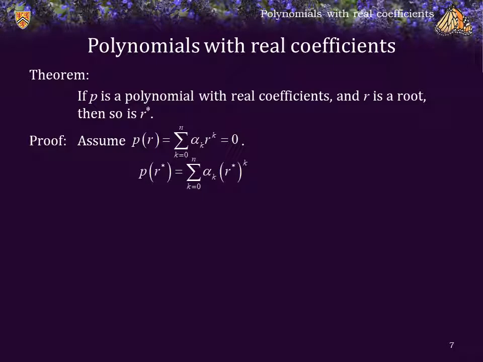Now, if we evaluate p at the conjugate of r, we get that that is equal to the sum of alpha sub k times r star raised to the power k. But we know that the conjugate of r raised to the power k is equal to r to the k conjugated. So let's do that. Additionally, alpha sub k is equal to alpha sub k star because alpha sub k is real.